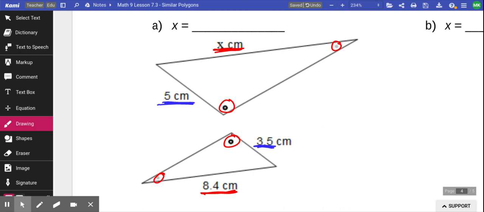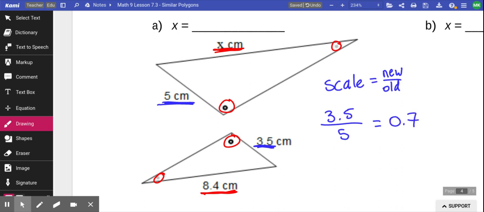If I'm trying to find a missing side, the first thing I have to do is figure out what my scale is. To figure out the scale, I want to do my new side divided by my old side for one of my matching pairs. My blue ones match. My new side is 3.5. My old side was 5. If I throw that in my calculator, I will get that my scale is 0.7.